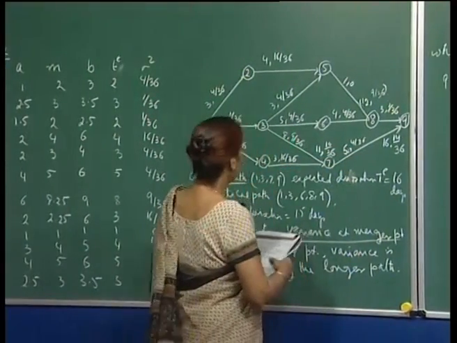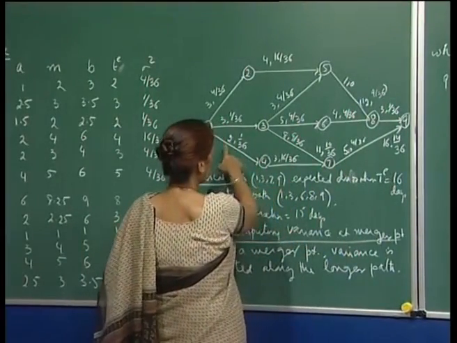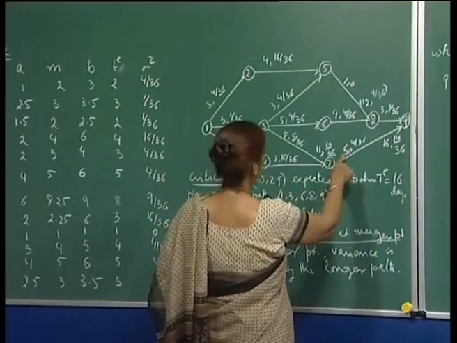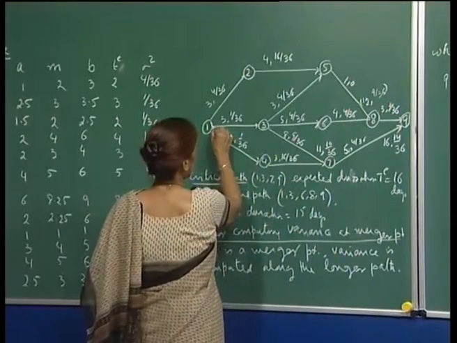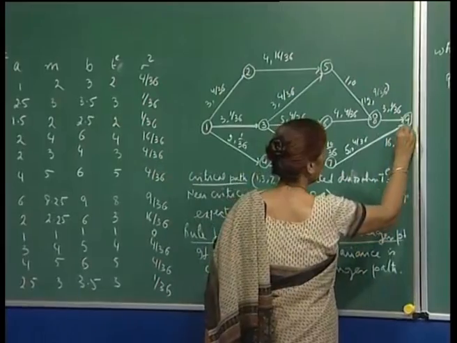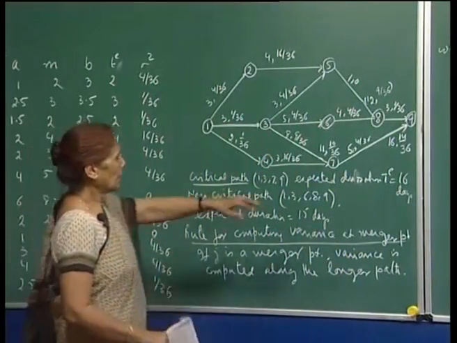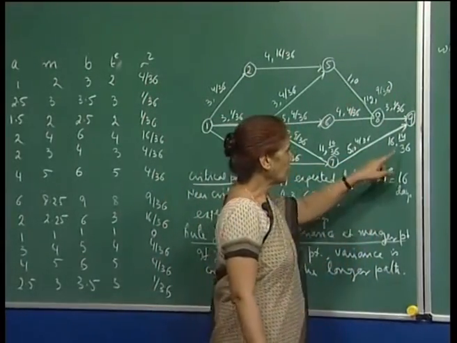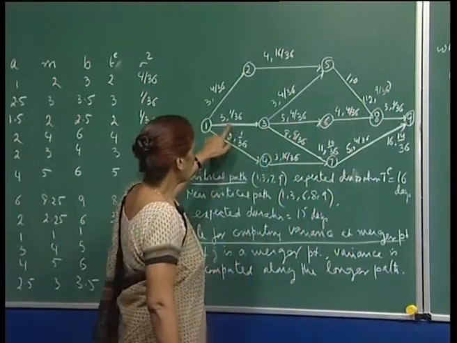It turns out the critical path is 1, 3, 7, 9. You use exactly the method that we discussed earlier. The expected duration of the project is 16 days, and the variance is 14 by 36. You add up the variances along the critical path.